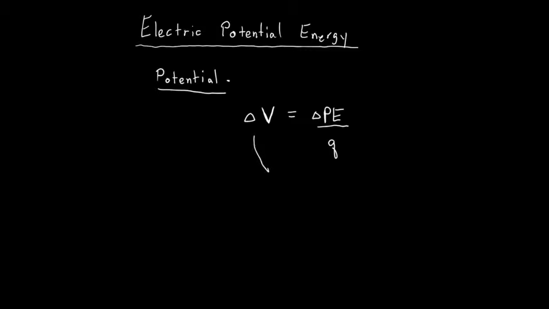And this delta stands for a difference. So delta V is equal to the potential, which is the energy per charge at some point B, minus the potential at some other point A. This is the change in potential to move a charge between two points.